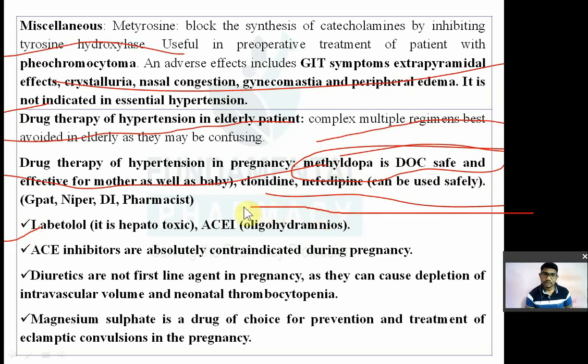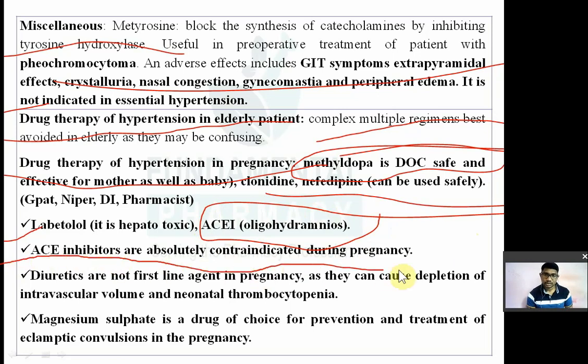ACE inhibitors can cause oligohydramnios, meaning they can decrease the amniotic fluid volume. ACE inhibitors are absolutely contraindicated in pregnancy. Do not use ACE inhibitors in pregnant women. Diuretics are not first line for hypertension in pregnancy. They can cause depletion of intravascular volume and neonatal thrombocytopenia.